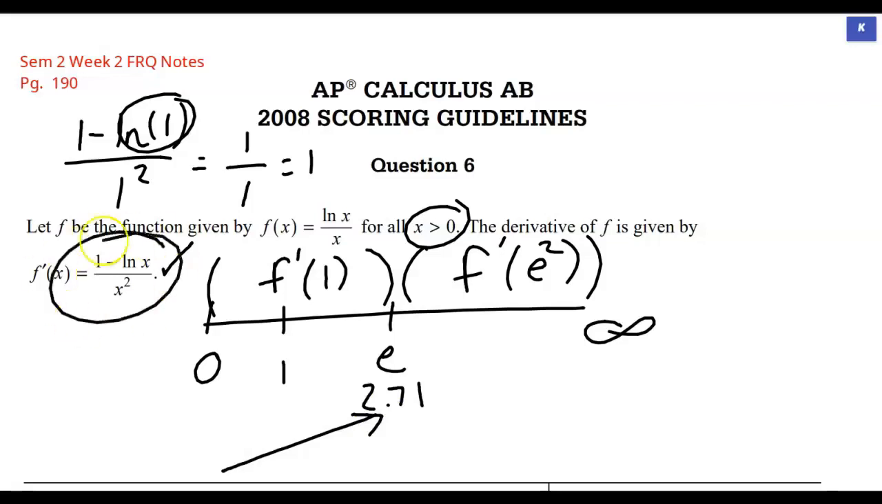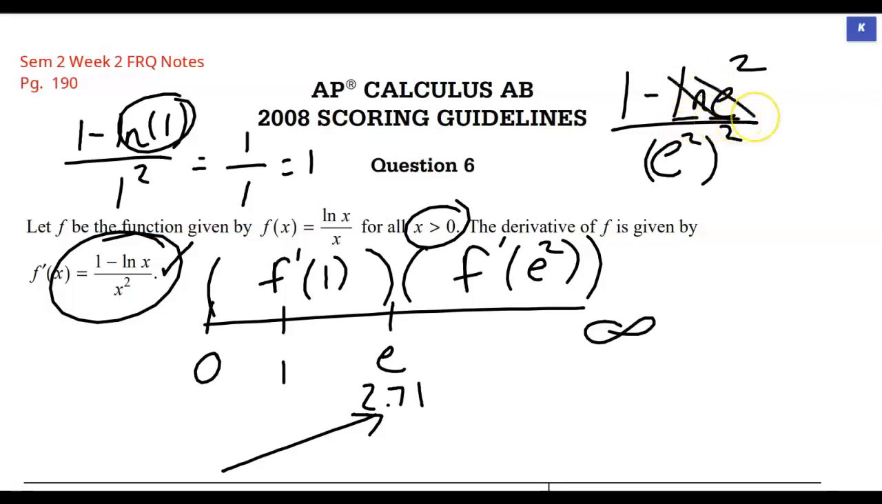I'm going to plug in e squared this time. So that's going to be 1 minus ln of e squared over e squared squared. All right, well, ln of e squared, another good pre-calculus rule is the fact that anytime you have ln of e to a power, basically the ln and the e just cancel each other out in a sense, and you're left with just the power itself, which is just 2. e squared squared is e to the 4th.